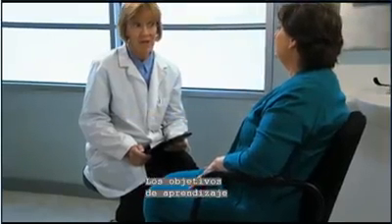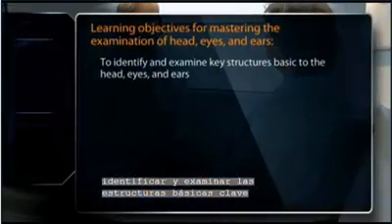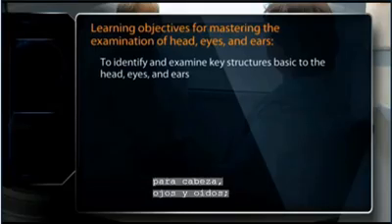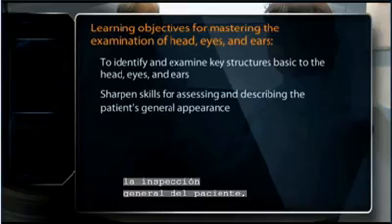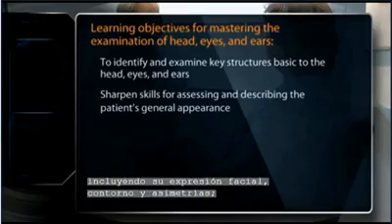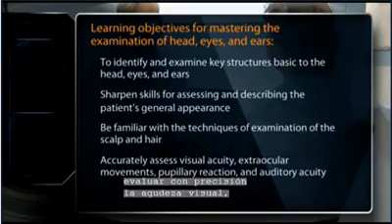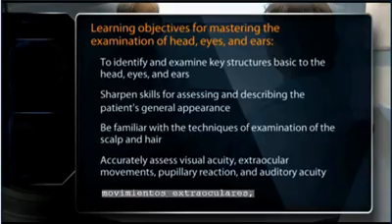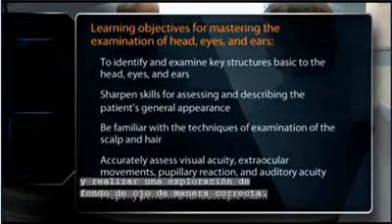Your learning objectives for mastering the examination of the head, eyes, and ears are to identify and examine key structures basic to the head, eyes, and ears; to sharpen skills for assessing and describing the patient's general appearance, including facial expression, contours, and asymmetry; to be familiar with the techniques of examination of the scalp and hair, including abnormalities; to accurately assess visual acuity, extraocular movements, pupillary reaction, and auditory acuity; and to properly perform a fundoscopic exam.